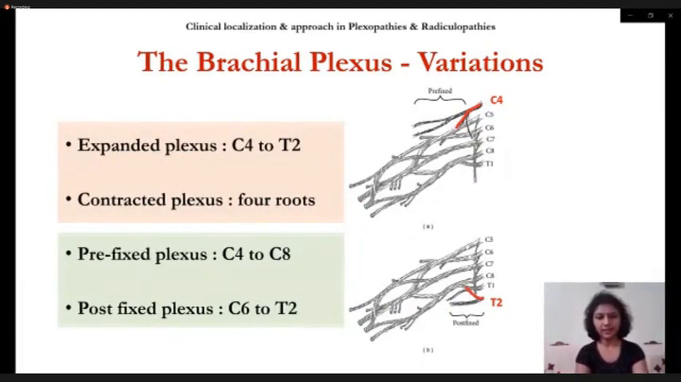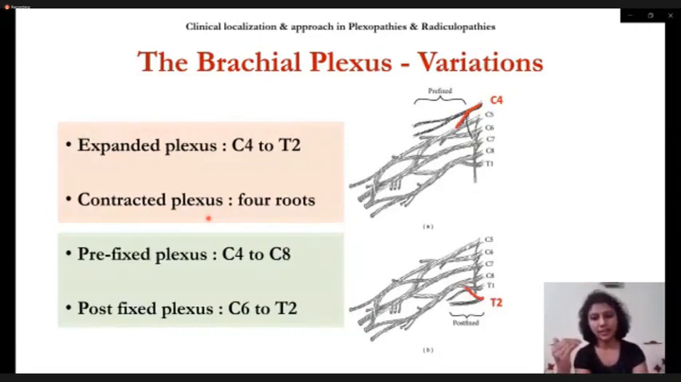Classically, the brachial plexus is derived from the C5 to T1 roots. When the adjacent roots, namely the C4 and the T2, contribute, the brachial plexus is said to be expanded. As many as 7 roots may contribute to the formation of the brachial plexus. On the other hand, the brachial plexus may also be contracted with only 4 roots.